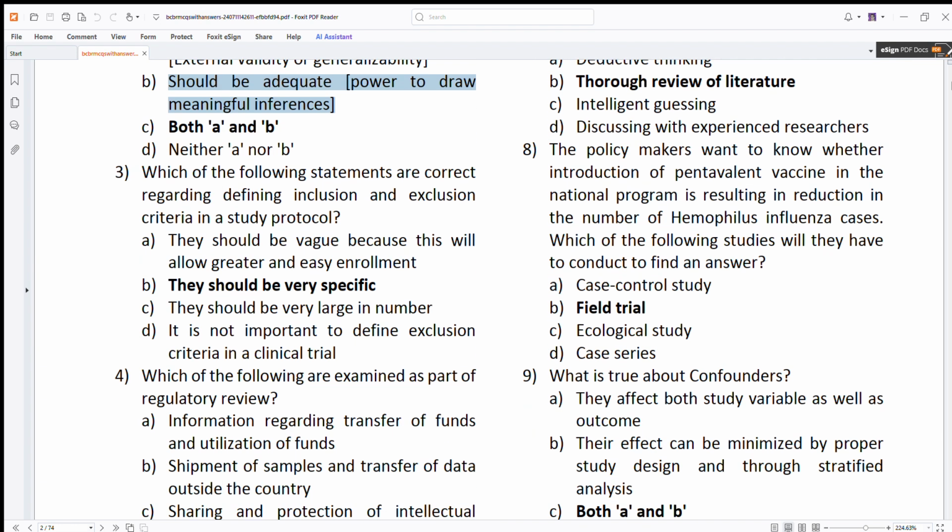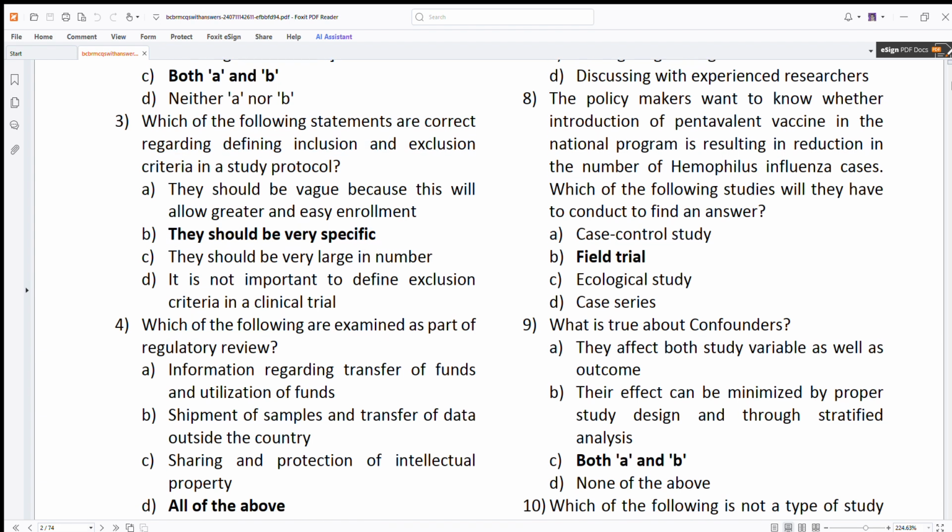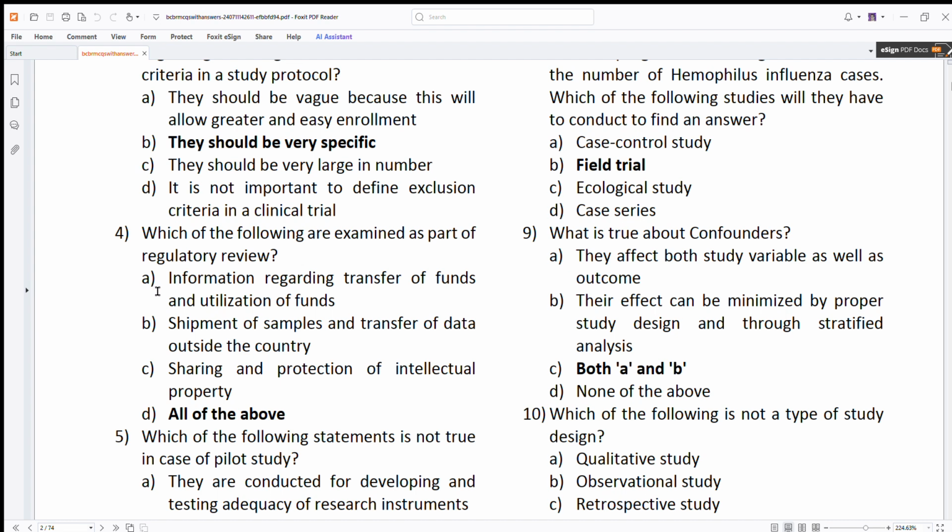Then third question is which of the following statements are correct regarding defining inclusion and exclusion criteria in a study protocol? They should be extremely specific here. Then which of the following are examined as part of a regulatory review? All of the following. Information regarding transfer of funds and utilization of funds, shipment of samples and transfer of data outside the country, sharing and protection of intellectual property, and all of the above.